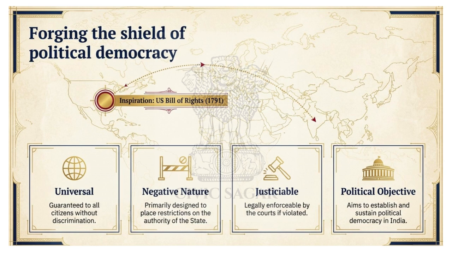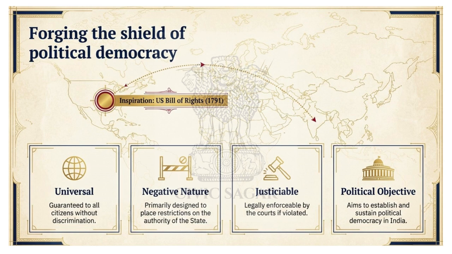First, they are universal, guaranteed to all citizens equitably, without any room for discrimination. Second, they are primarily negative in nature. This means they are explicitly designed to place strict limitations and restrictions on the sweeping authority of the state, drawing a line it cannot cross.